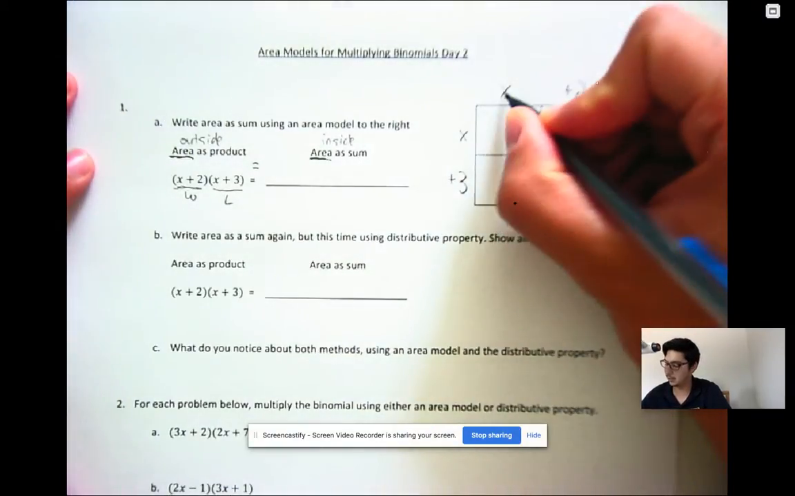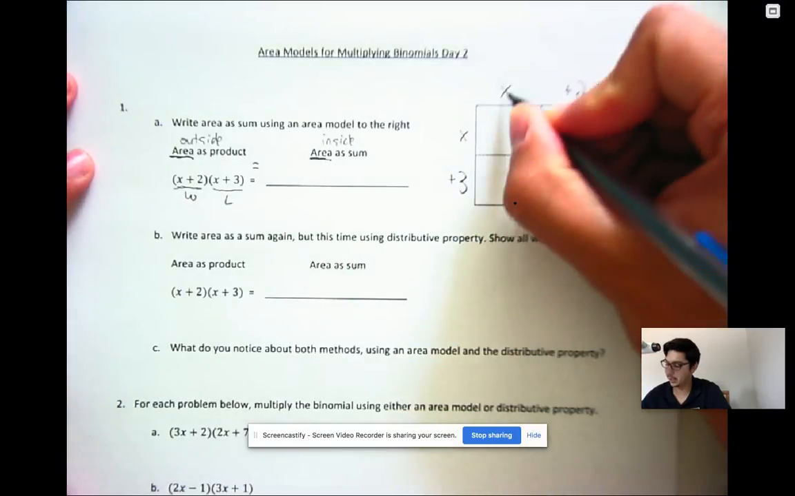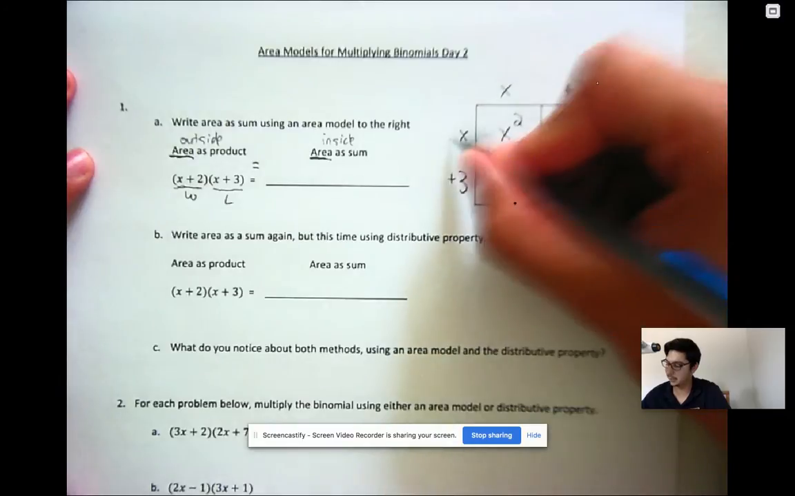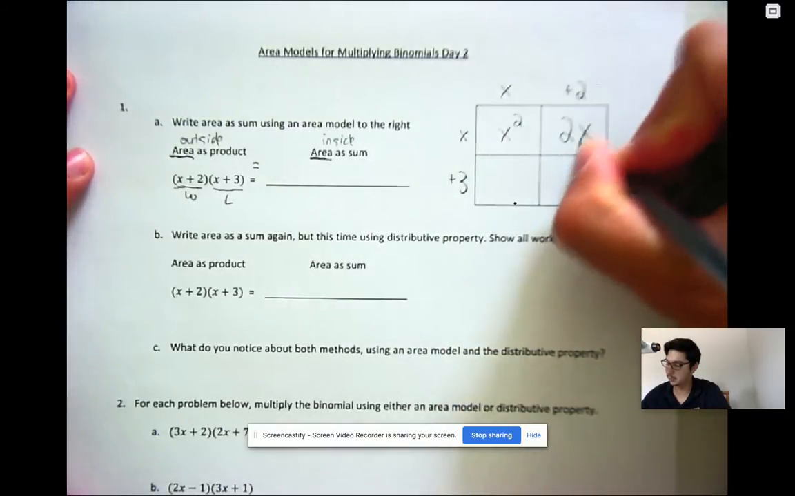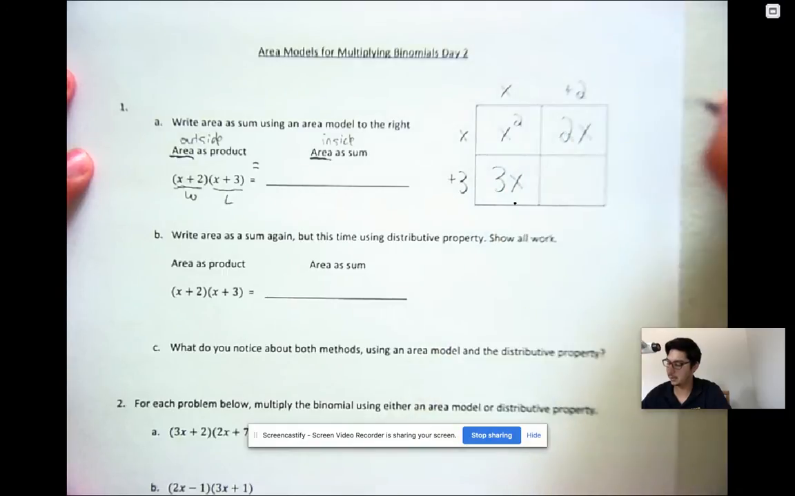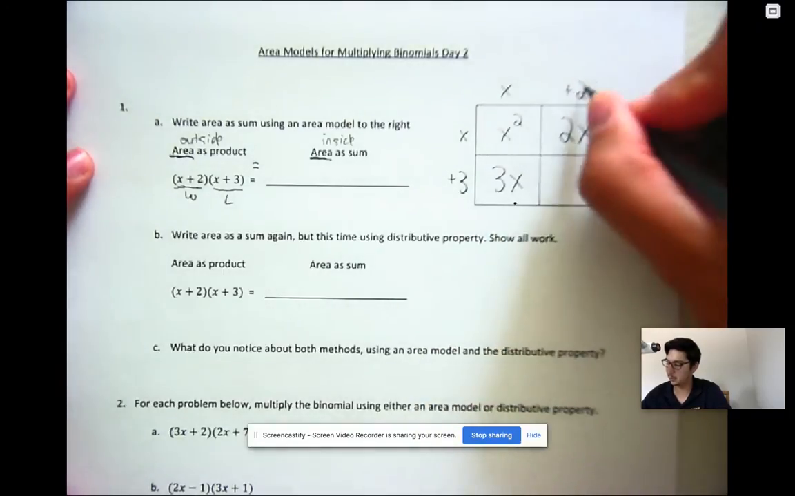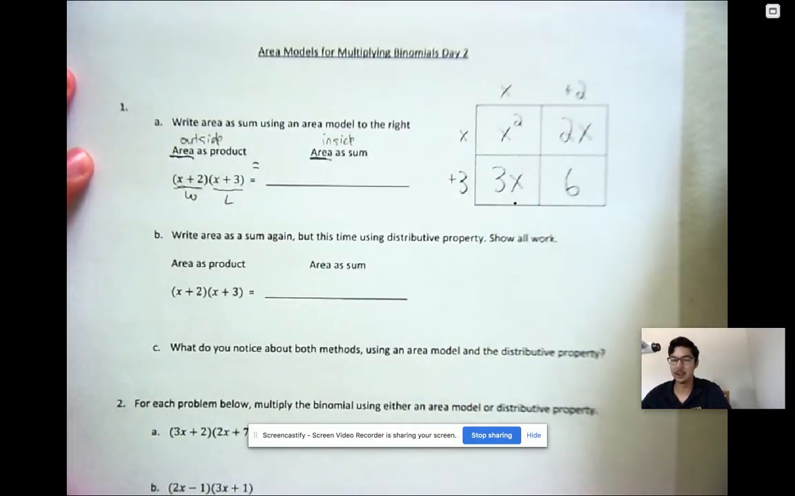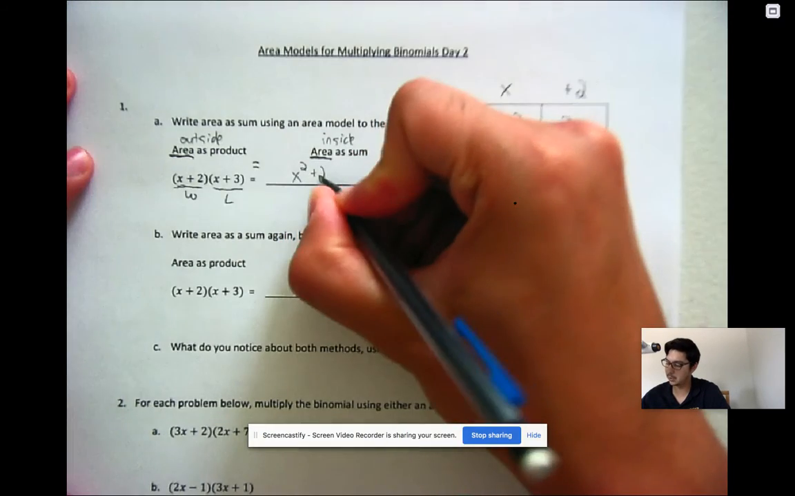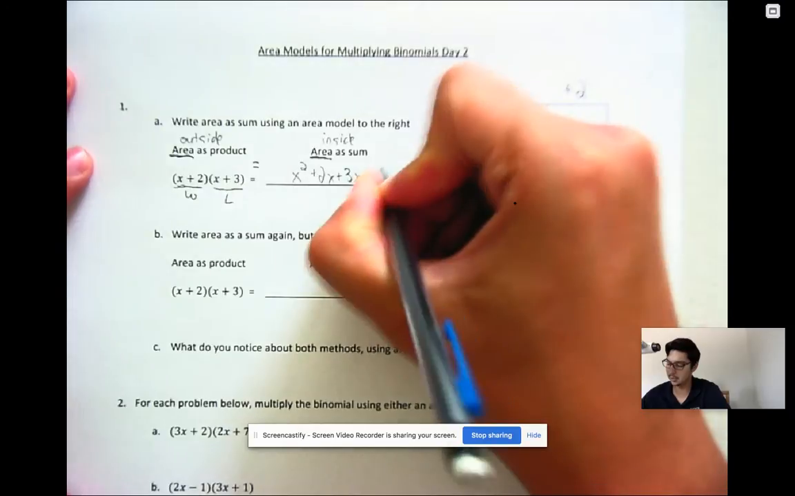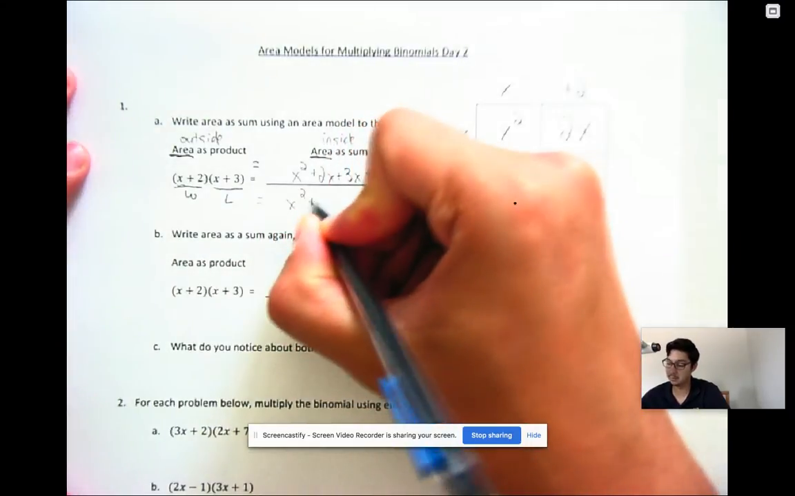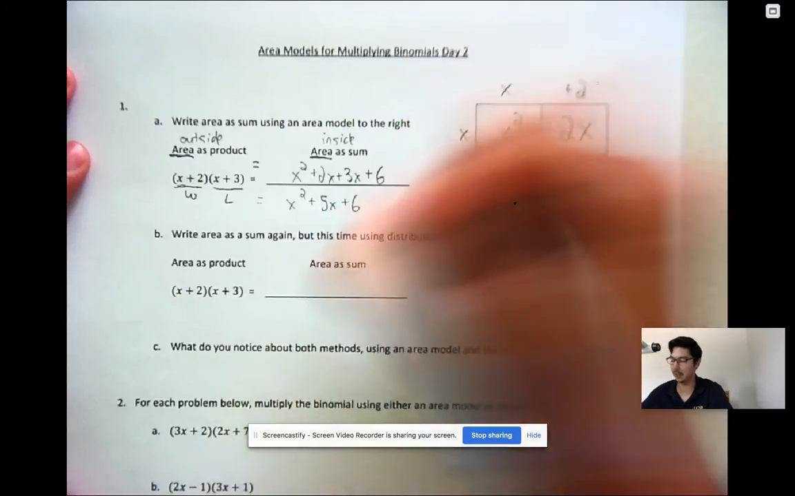So here, we look at this rectangle, we're going to do x times x, which is x squared. This rectangle will be x times 2, which is 2x. This rectangle will be 3 times x, which is 3x. And this rectangle will be 3 times 2, which is 6. So the areas of sum here is x squared plus 2x plus 3x plus 6. Or if you wanted to simplify it, don't have to, but it would be x squared plus 5x plus 6.